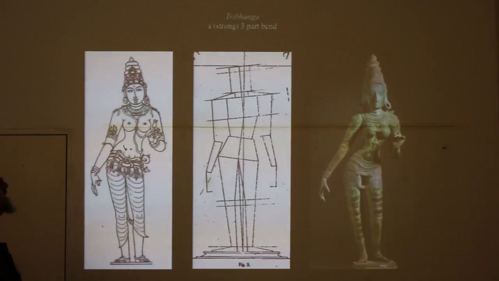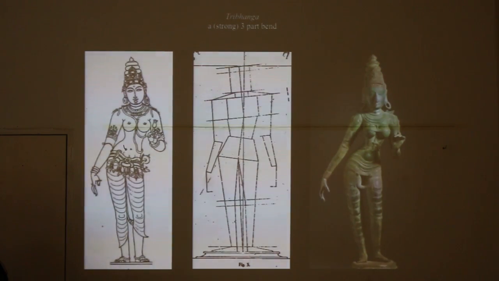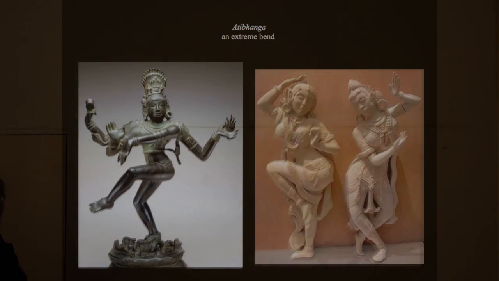In the tribhanga now, the strong three-part bend, you can see that the hip has shifted even further outward, so that this arm, which is often called the elephant trunk pose because the arm is extended like an elephant trunk, relaxes against the hip, and you get the strong bend one way, strong bend the other way, the tribhanga.